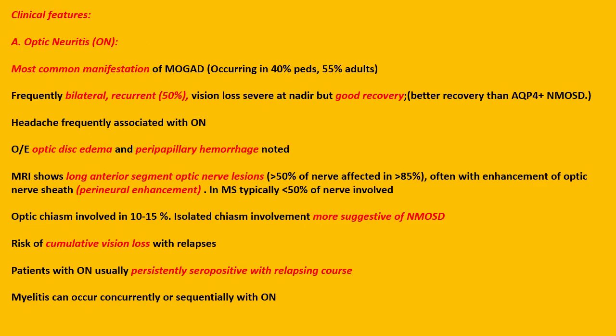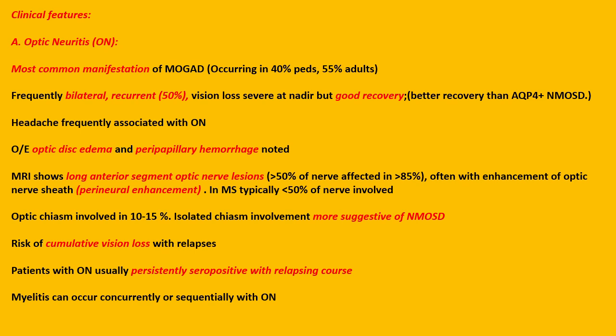Clinical features include the following. A. Optic neuritis. This is the most common manifestation of MOGAD, occurring in 40% of pediatric patients and 55% of adults. It is frequently bilateral and recurrent. Visual loss is severe at nadir, but with good recovery, which is better than recovery in NMOSD. Headache is frequently associated with optic neuritis.